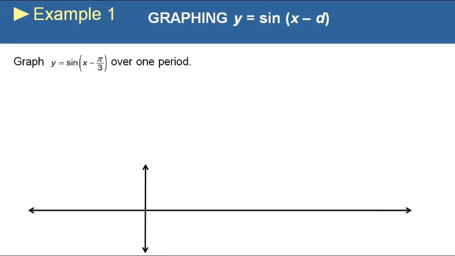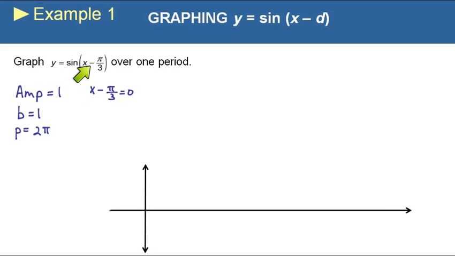So let's take a look at y equals sine of x minus pi over 3. So first, let's pick up on the amplitude. We know that the coefficient of the sine function here is 1, so the amplitude is 1. And b is also 1. b is the coefficient of x here, so b is 1 as well. That means the period is 2 pi.